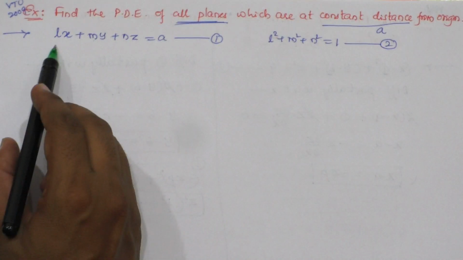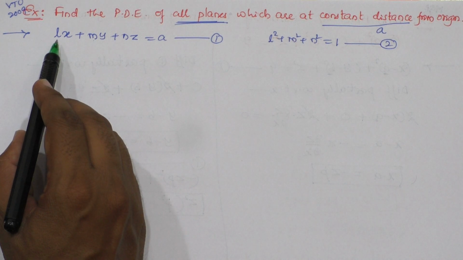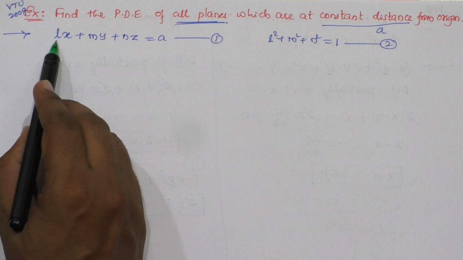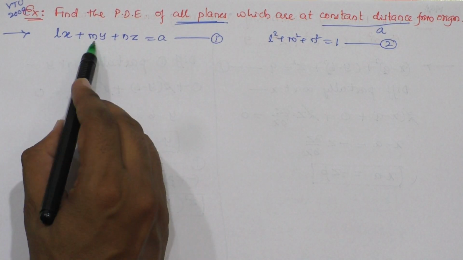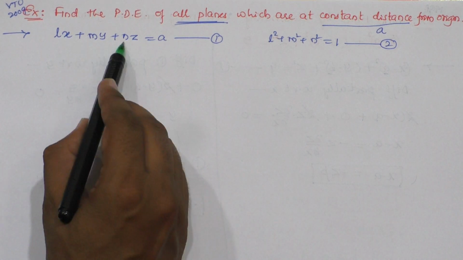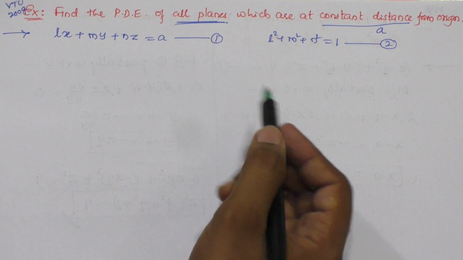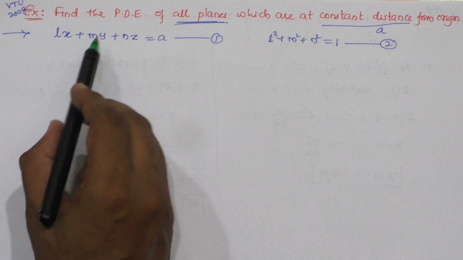Now, the arbitrary constants in this problem are L, M, N. This a is a fixed constant. So these are the arbitrary constants. These 3 constants we need to eliminate from this equation. For that, let us go for partial differentiation with respect to x and with respect to y.